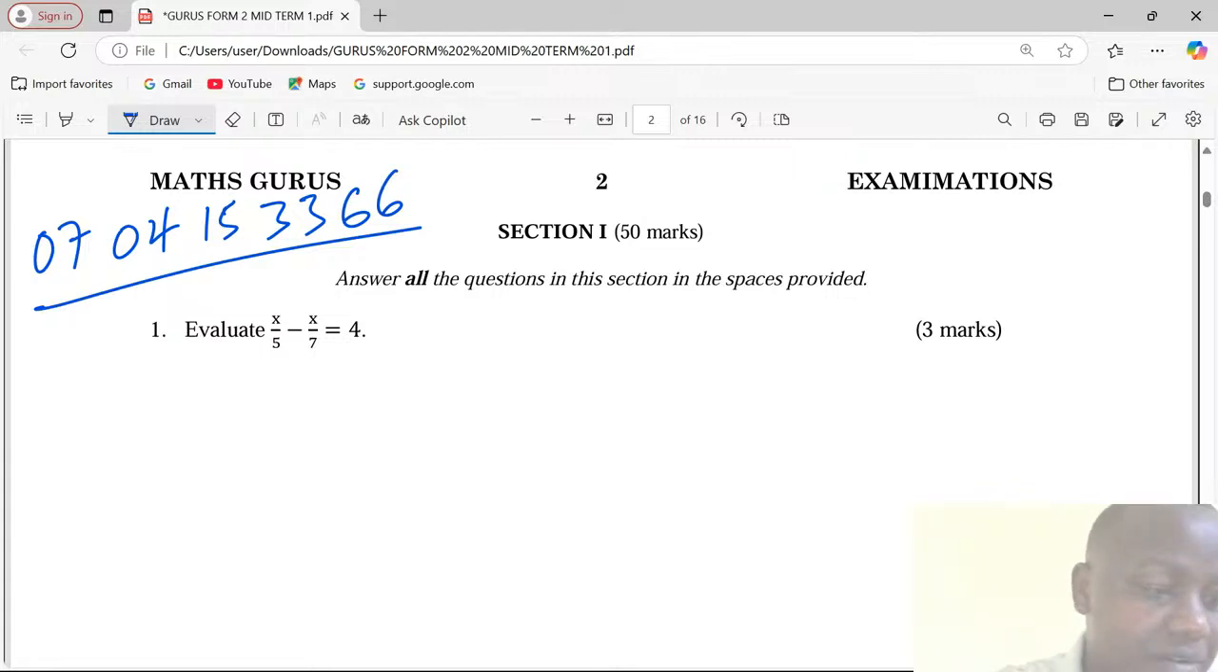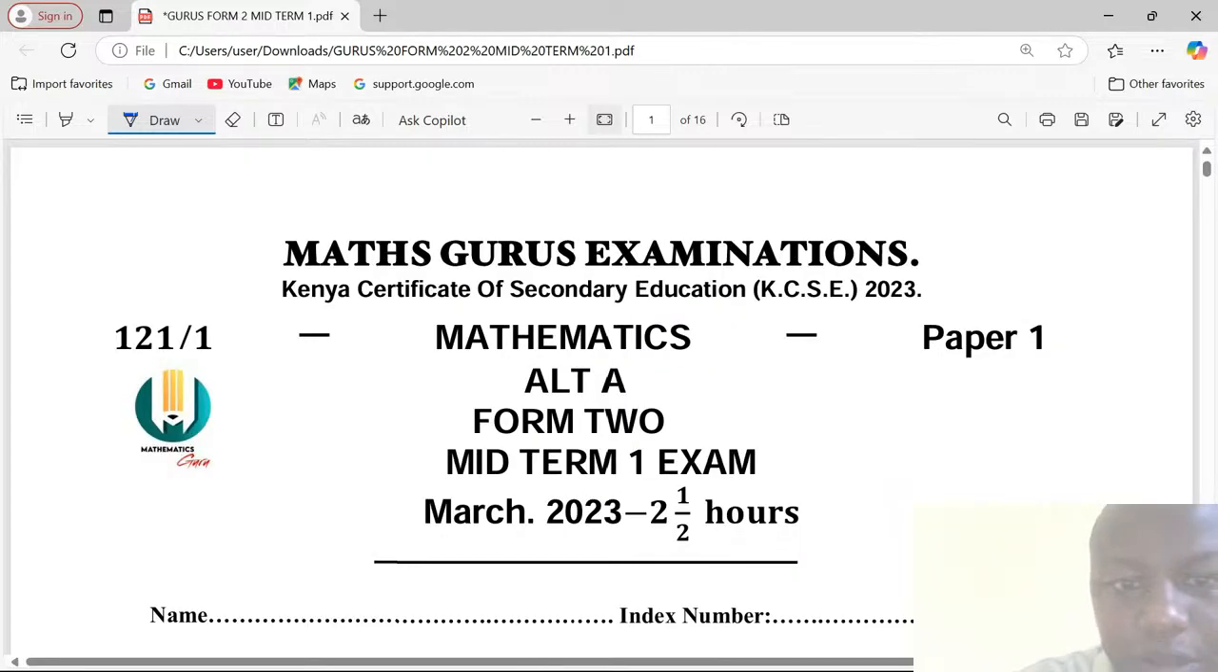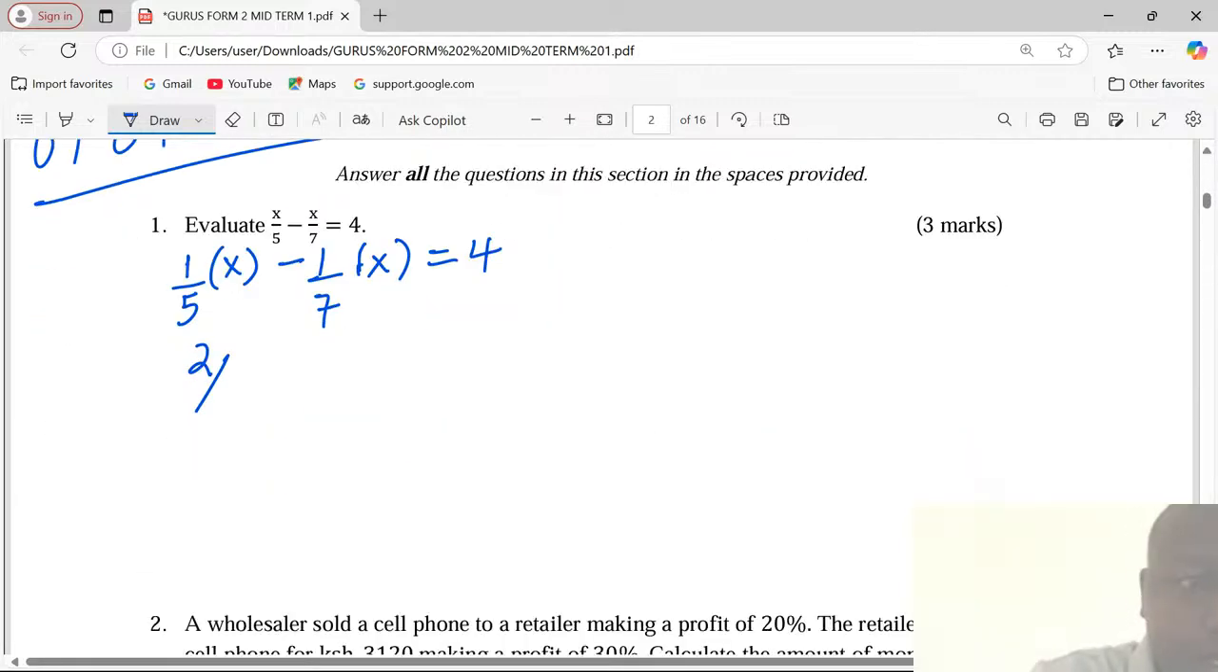I know the question can be given very many approaches, but I will handle it in this way, whereby I will have coefficients of X in the first term and in the second term. In this way, I will take 1/5 to be the coefficient of X, then minus 1 out of 7 also as a coefficient of X, then this one I'm equating to 4. So that when I take 1/5 minus 1 out of 7, now I'm getting 2 out of 35. So 2/35, this is now the difference. 2 out of 35, the value of X equals to 4.